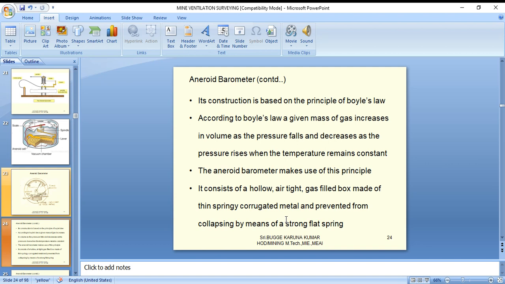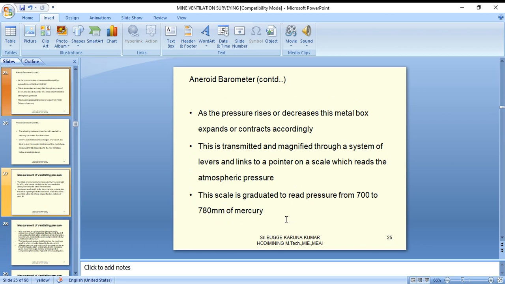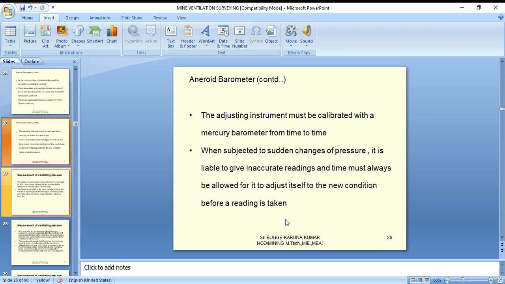It consists of a hollow, tight gas-filled box made of thin, spring, corrugated metal and prevented from collapsing by means of a strong flat spring. As the pressure rises or decreases, this metal box expands or contracts accordingly. This is transmitted and magnified through a system of levers and links to the pointer on a scale which reads the atmospheric pressure. The scale is graduated to read pressure from 700 to 800 mm of mercury.